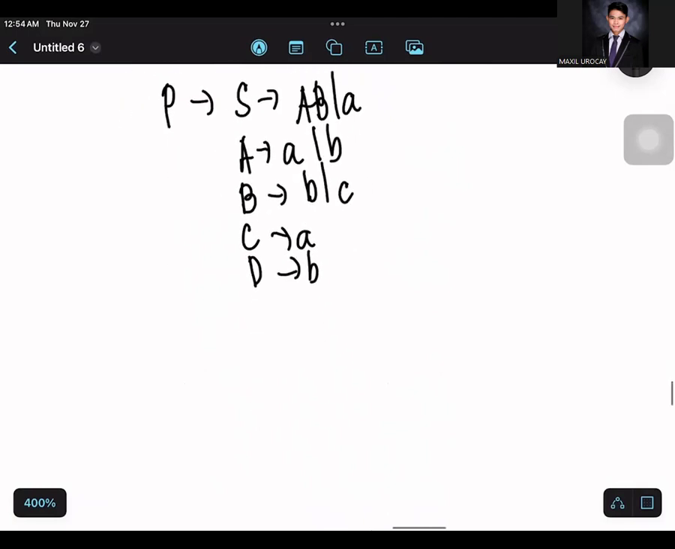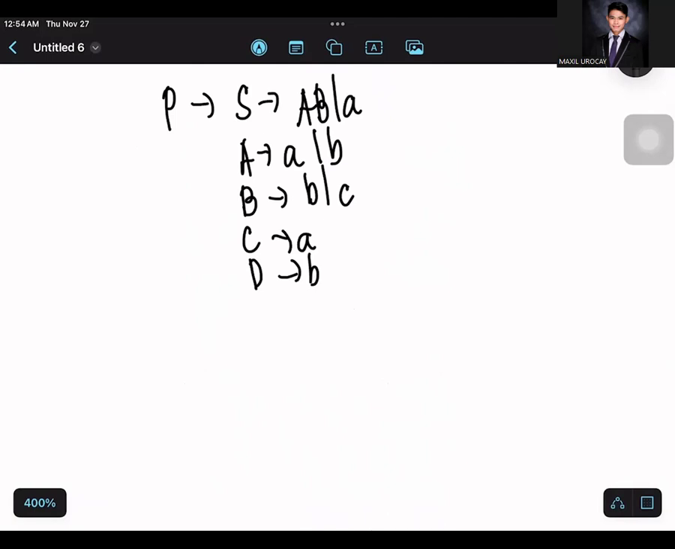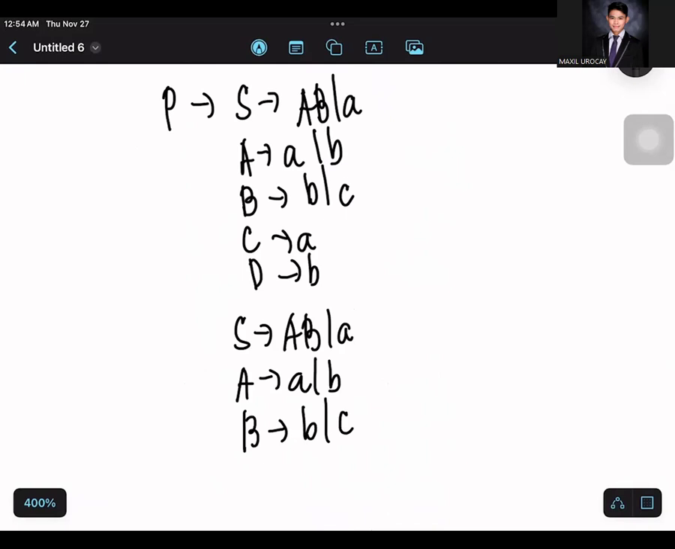What is going to happen? You have to remove the unreachable. The reachable right now is A, B, or A. So it will become A is A and B, and B is B and C. So we can remove this, we can remove this, so the correct answer will be this one.